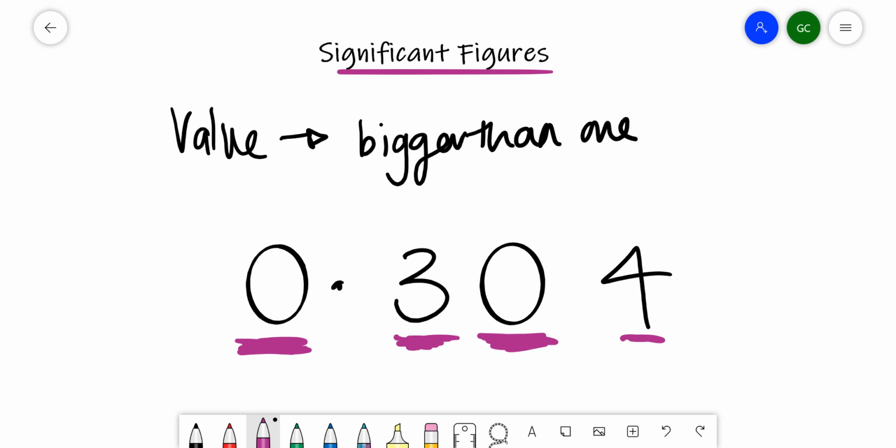The other question I want to ask you is, what is the first significant figure in this decimal? Have a think now. Hopefully you've said to yourself, it is the number 3. We don't count this 0 because it has no value. So our first significant figure is 3.